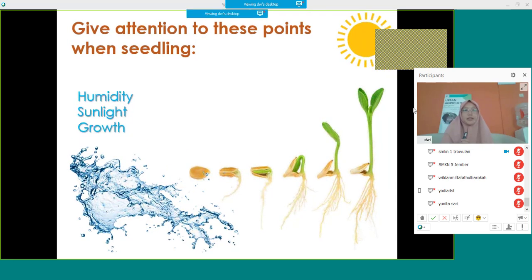During the seedling process, we have to pay attention to humidity and also sunlight. This factor is very essential for the growth process of the seed.